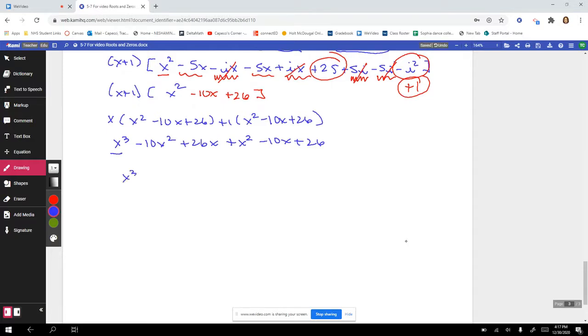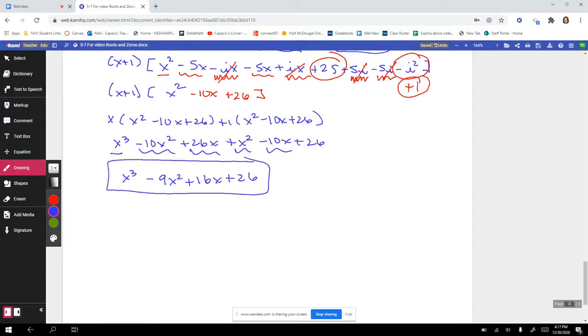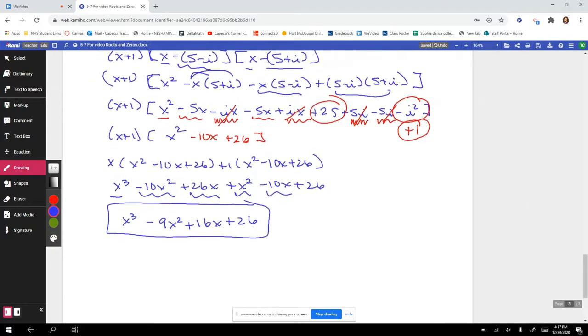So I have x to the third, and I have negative 10x squared and positive x squared, which gives me negative 9x squared. And I have positive 26x and negative 10x, which gives me positive 16x plus 26. So that is my final polynomial given the solutions that I started with.